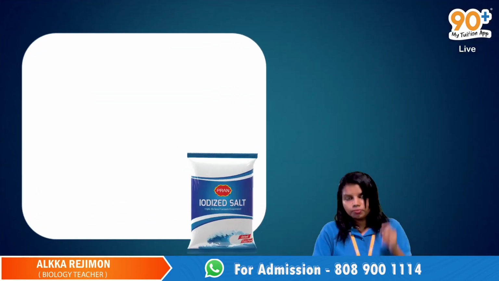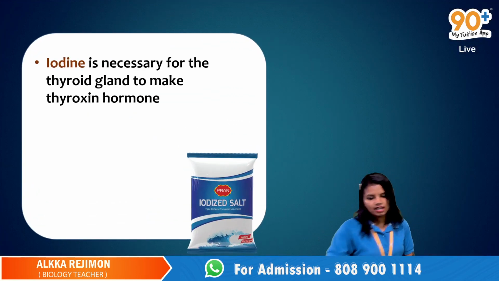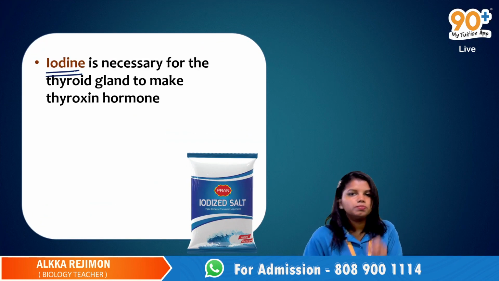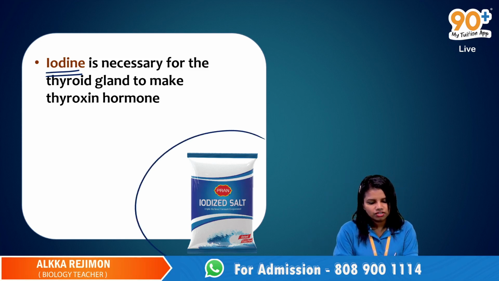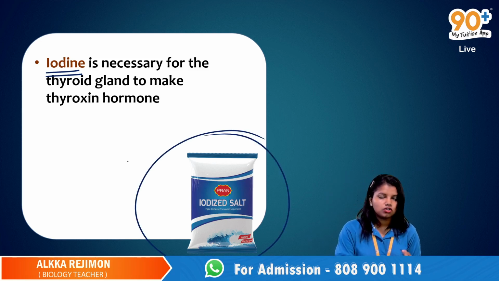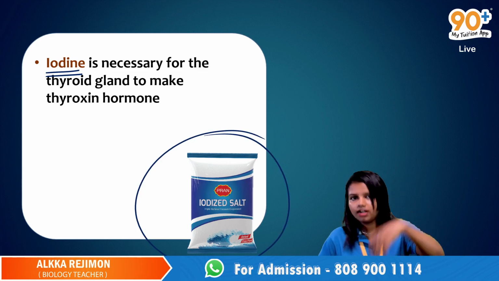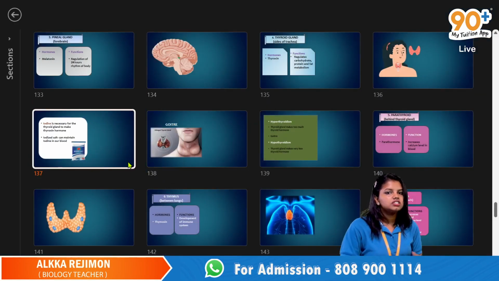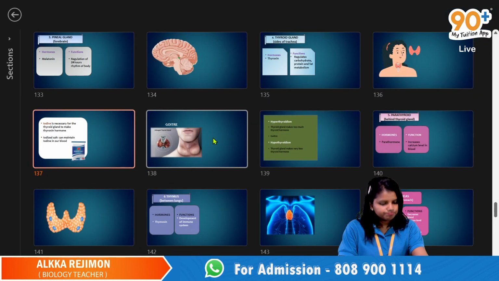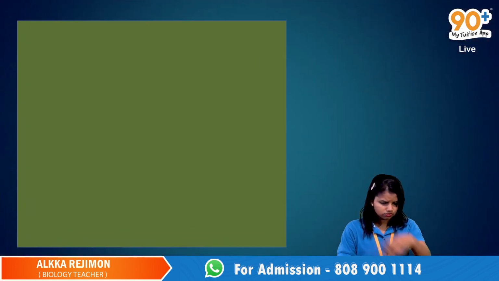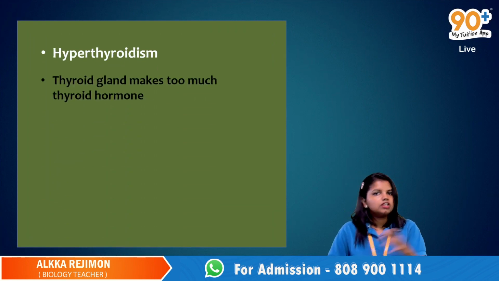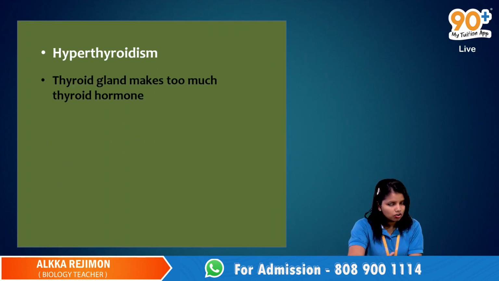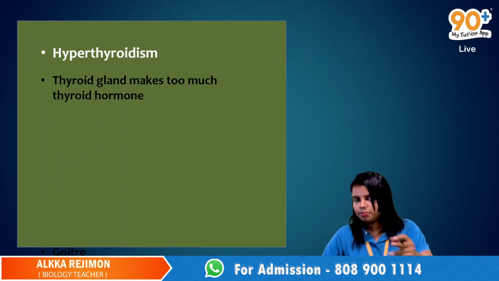And one of the important points to note here is that iodine is one of the most important minerals that is needed for the thyroid gland to produce enough thyroxine, and that's why we use iodized salt, the salt which already has added iodine. So enough iodine is needed in order to produce thyroxine in enough amount. So the disorders related to our thyroid gland, one is hyperthyroidism.